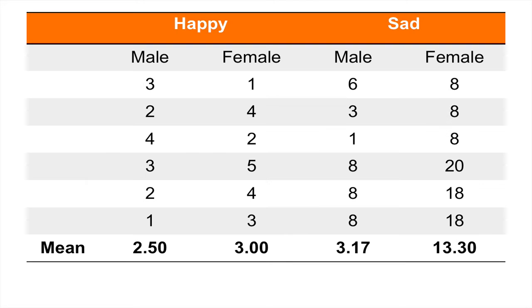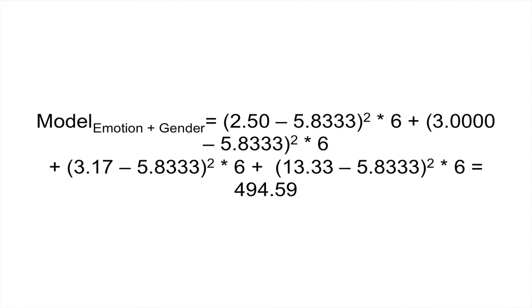Likewise for the effect of emotion and gender, this time we're going to forget about the effort someone's put in, and just lump together the different efforts and only separate out based on emotion and gender. So we calculate the means overall just based on those groups. If we look at our equation again, we see the same equation. We take each group mean minus the grand mean squared times the number of people in each group. So we see that the total variability explained by all our effects of emotion and gender is 494.59.